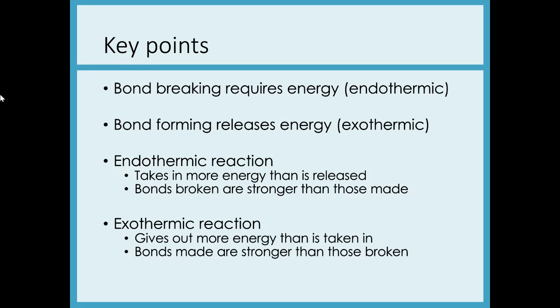So if it's endothermic, we're taking in more energy than is released, so the bonds broken are stronger than those made. And if it's exothermic, then that's giving out more energy than is taken in. So the bonds made, because that process gives out energy, are stronger than the ones that are broken, which requires energy.